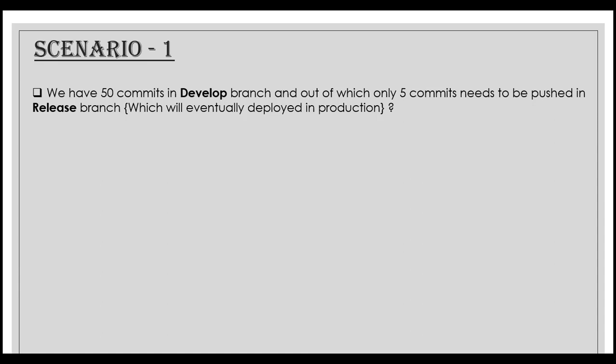The develop branch is mostly used for development activities. So in that we have multiple commits. And the release branch is used to release your changes into your upper environments like your stage, production. Okay, so out of 50, only 5 commits need to be pushed into the release branch. So let's think about it, what is the best way to achieve it.